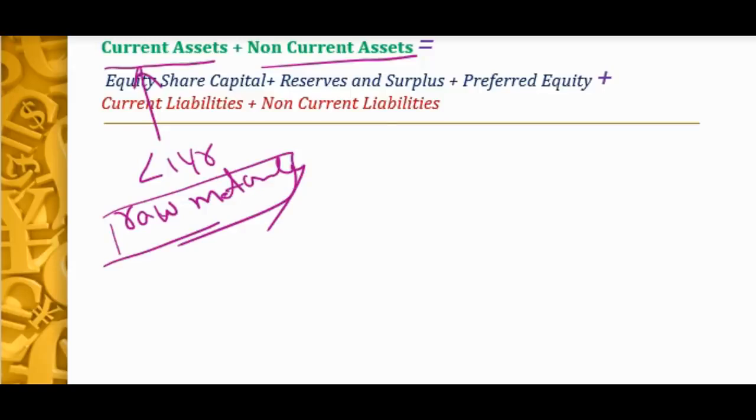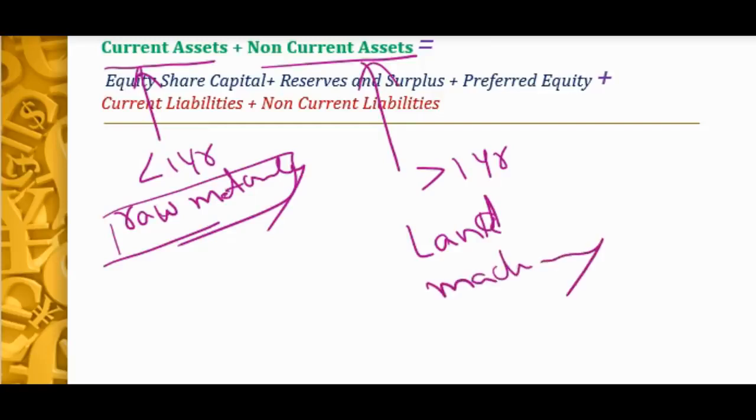Now what are non-current assets? If you are able to generate revenue after 1 year, greater than 1 year, such as land or machinery, where you can generate revenue after 1 year, then you call these non-current assets.